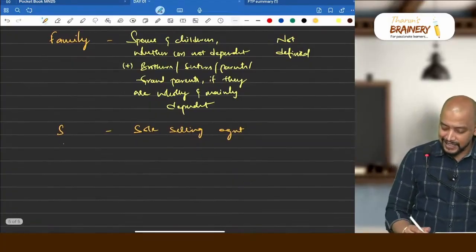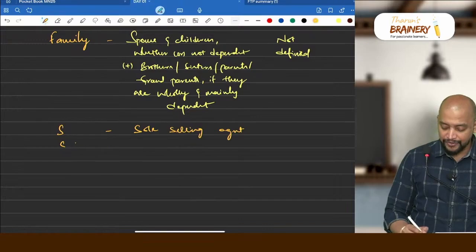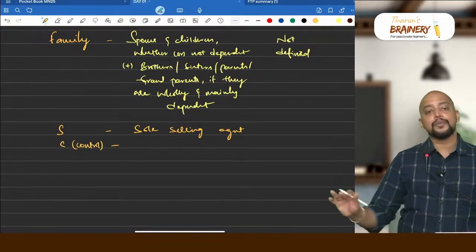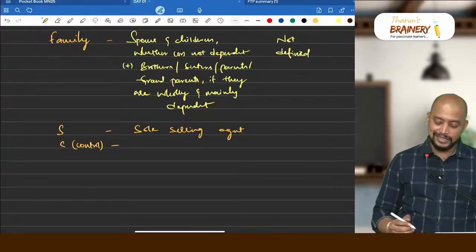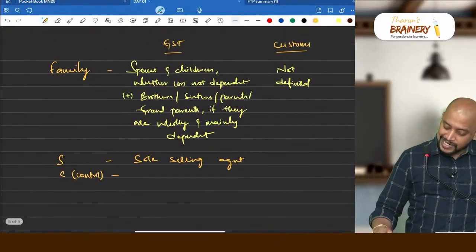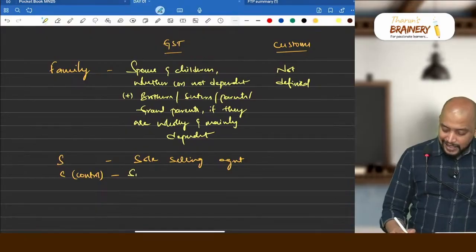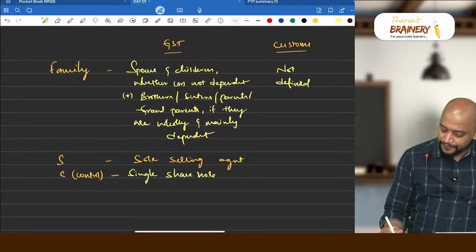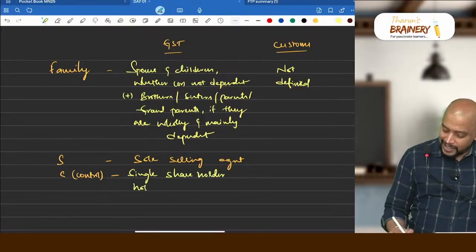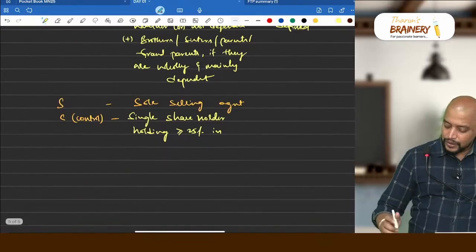Then C for control. What type of control do we have? This is also common in both places, with a slight difference. In case of GST, one point says that a single shareholder holding greater than or equal to 25% in two companies.